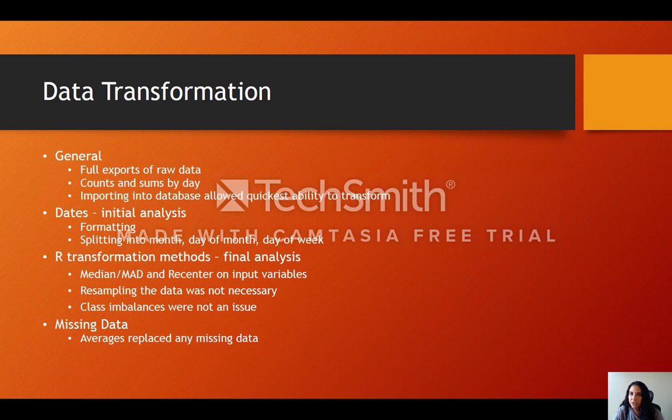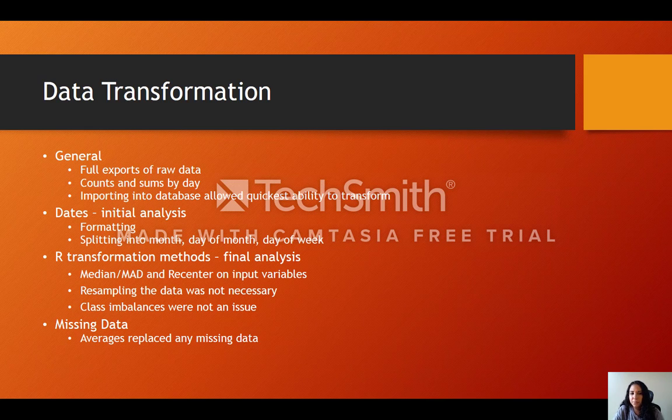For the dates initially, we did make sure that they were formatted as dates, and then also split out additional variables like the month, the day of the week, the day of the month, just so we had those additional variables that we could test against. And then you'll see as we move into our final analysis, we did some more advanced transformations to try and get some better fits. We didn't need to resample the data. We didn't need to worry about class imbalances in our particular project.